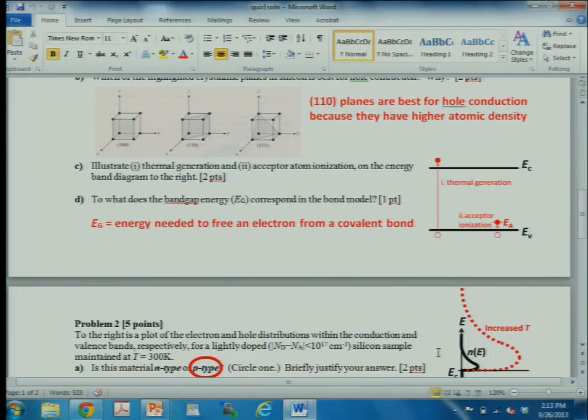Okay? So for many of you who said break a bond and you didn't say anything about creating an electron, you got half a point off. Because there is a distinct difference between the energy needed to break a covalent bond and the energy needed to free 1 electron from a covalent bond. Okay, but that was pretty minor. It's not really going to affect anybody's grade. But that was one thing that was missed quite a bit.